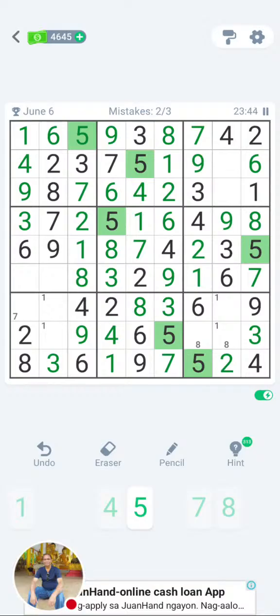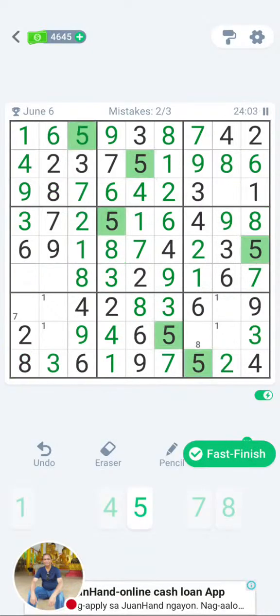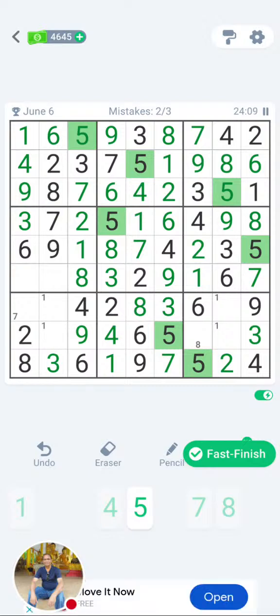Okay, then here in the second row, there is 1, 2, 3, 4, 5, 6, 7, 9. So only 8 is missing. Therefore, 8 will come there. And then down will come 1, 2, 3, 4, 5 is missing from there. So 5. There, that's done. Now let's see if I can fill in any more 5s. No, I can't fill in any more 5s.